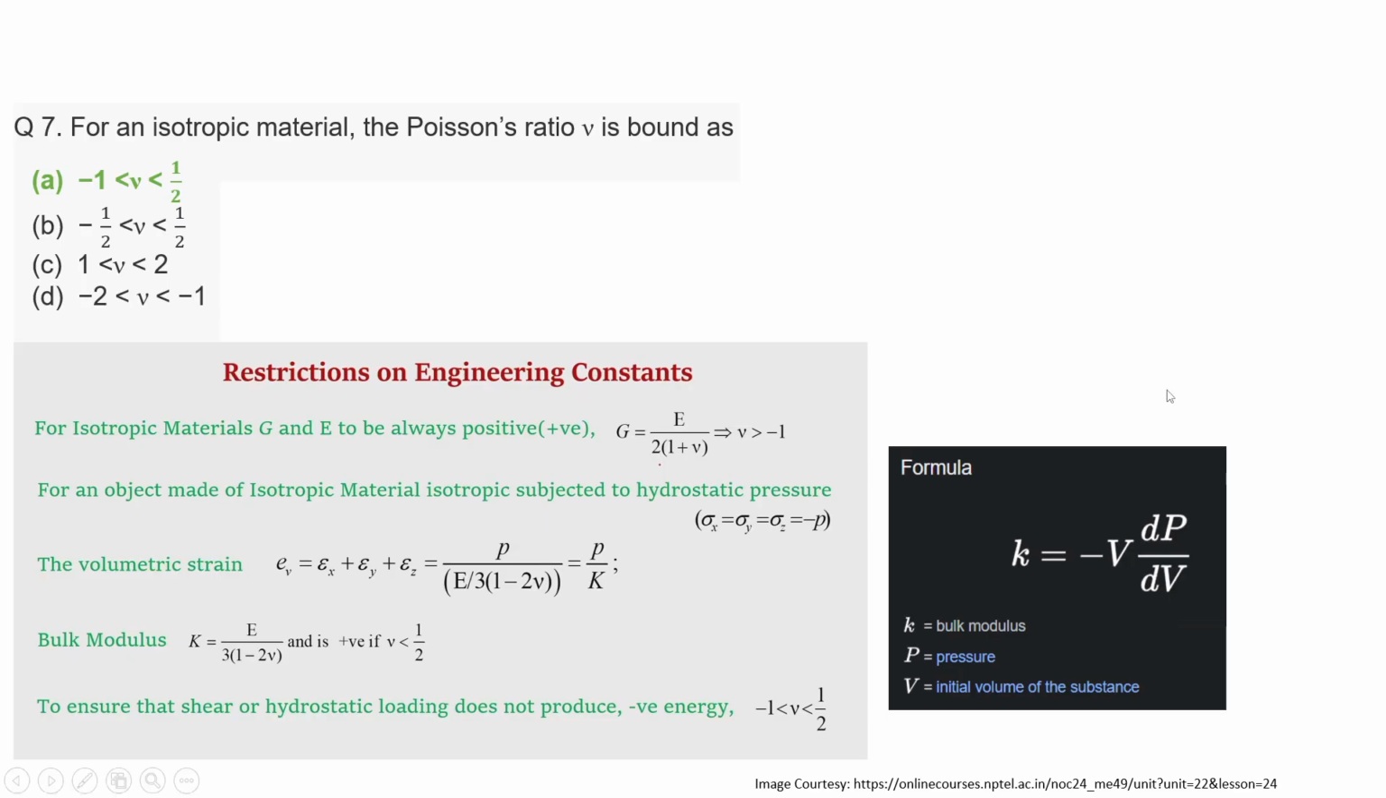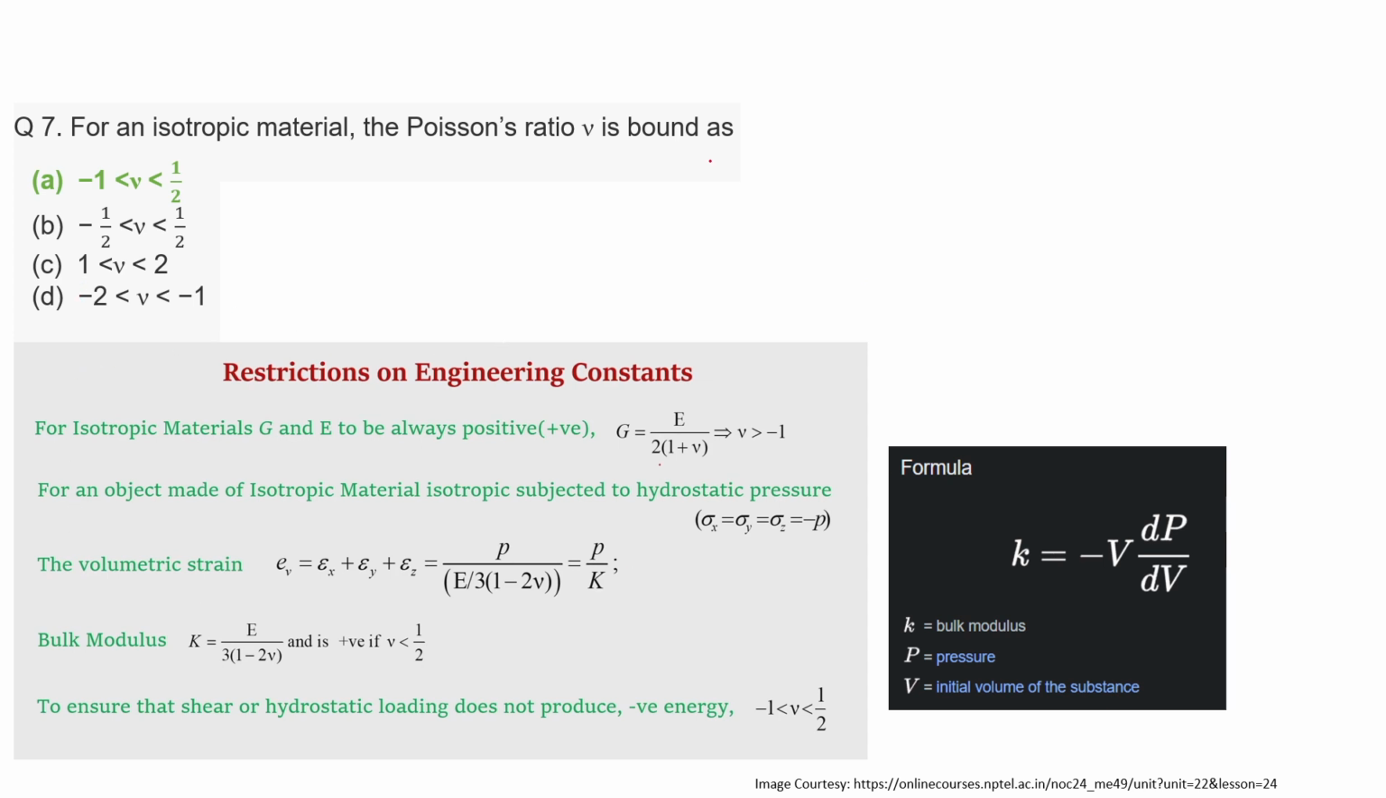So these parts are from the next lecture. So question number 7. For an isotropic material, the Poisson's ratio mu is bound as. So options are A -1 to 1.5, option B -0.5 to 0.5, option C 1 to 2, or option D -2 to -2.